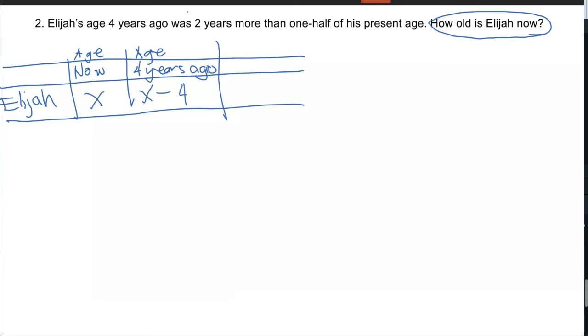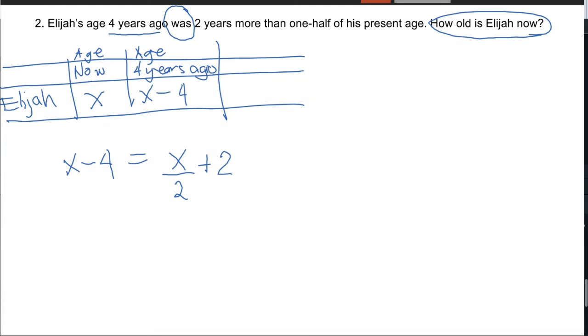Now we have a situation wherein we can see the word was. And we know that when we read the word was, is, will be, that denotes equality. So the age of Elijah 4 years ago is denoted by x minus 4. Was, let's use equals, 2 years more than one half of his present age. And his present age is x, one half of that. So let's divide it by 2. Then we add 2 because 2 years more than one half of his present age.